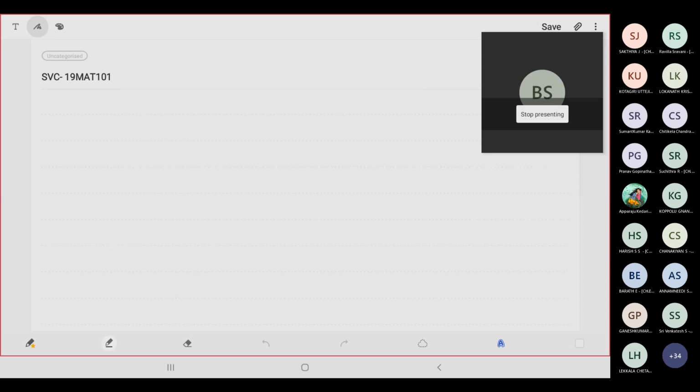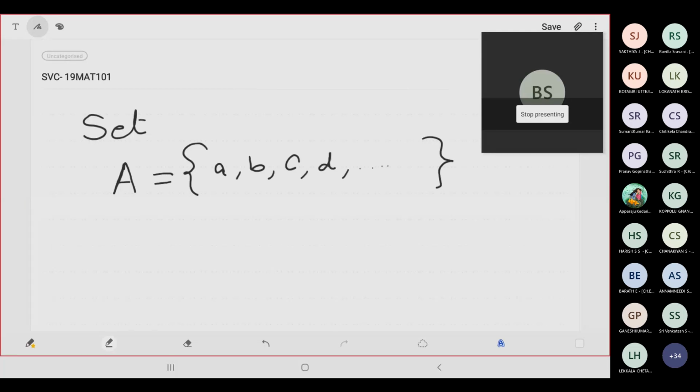You can see that a set is nothing but a collection of objects. So how to write the set? You have an idea about that. Suppose that A is any set having the elements a, b, c, d up to small z. So the representation of the set is capital A.